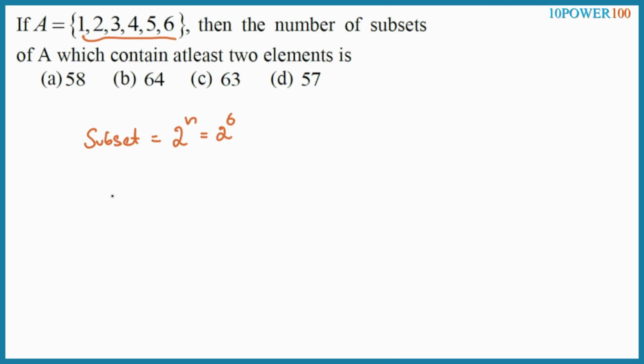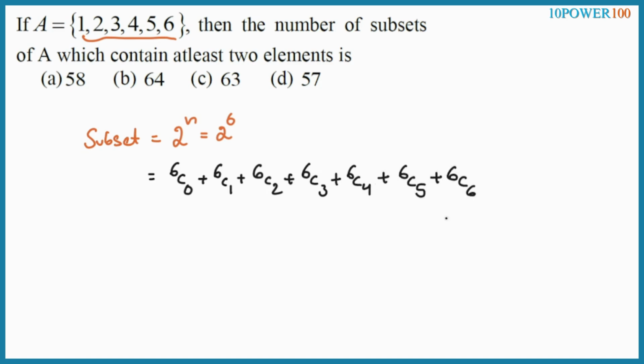The total number of subsets can be found in another way. The number of subsets is equal to, now the empty set can also be taken, right? That is 6C0, plus 6C1, the number of subsets containing only one element. Now 6C2, the number of subsets containing only 2 elements. Like that, if I continue up to 6C6: 6C3 plus 6C4 plus 6C5 plus 6C6. So this is the total number of subsets we can find in this way.